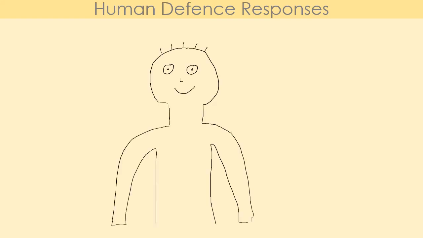So we're first going to have a look at human defence responses. We have here a person, and we're going to see how they can stop themselves becoming ill. The first defence that they have is through the skin. And the skin acts as a physical barrier to stop pathogens coming in.